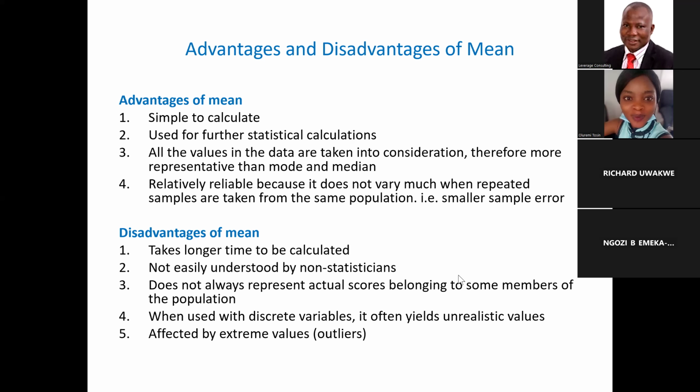Now, used for further statistical calculation, all the values in the data are taken into consideration, therefore it is more representative than mode and median. That is, in calculating the mean, every value contributes. It is also relatively reliable because it does not vary much when repeated samples are taken from the same population. So there is sampling error, a small sampling error. We'll still talk about all those errors.